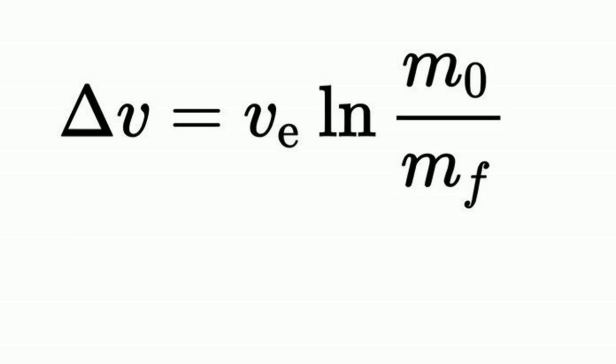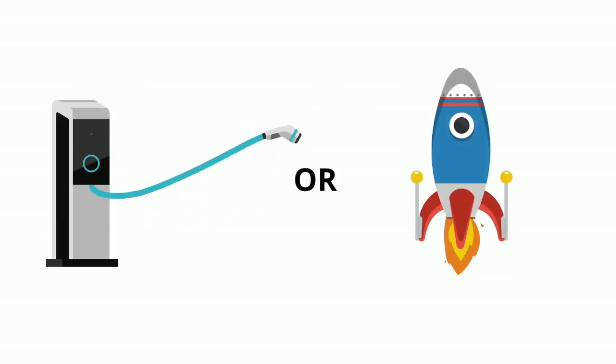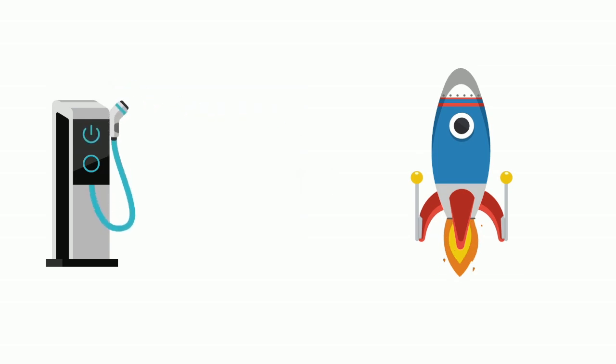This equation illustrates a critical concept in rocket science, the importance of the ratio of fuel mass to rocket mass. The more mass the rocket can expel in the form of exhaust gases compared to its initial mass, the higher the final velocity it can achieve.